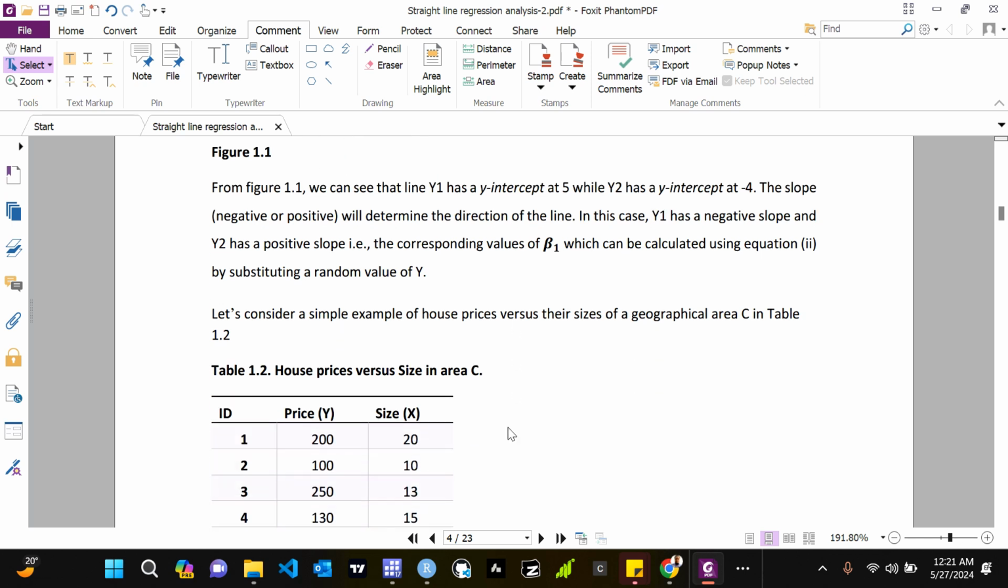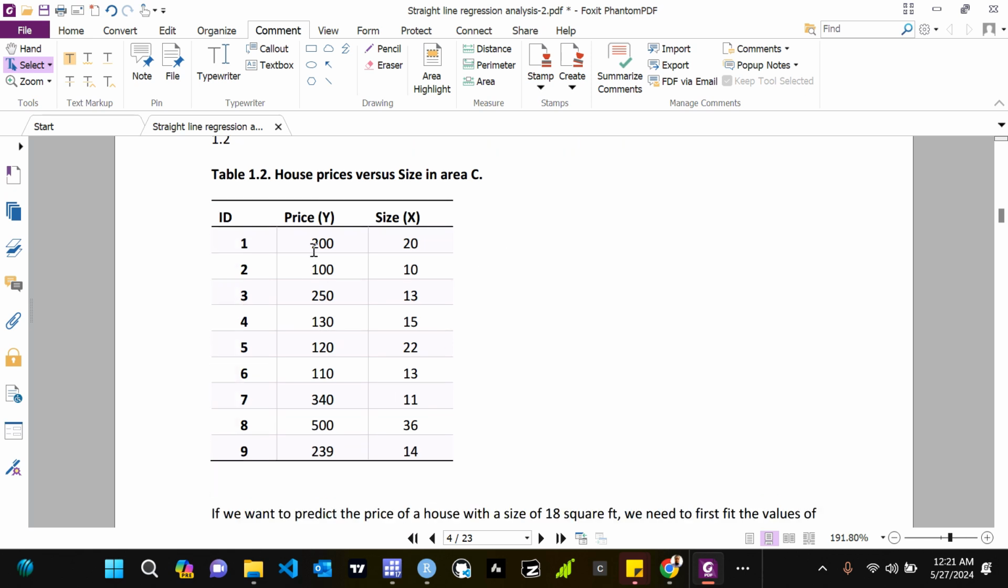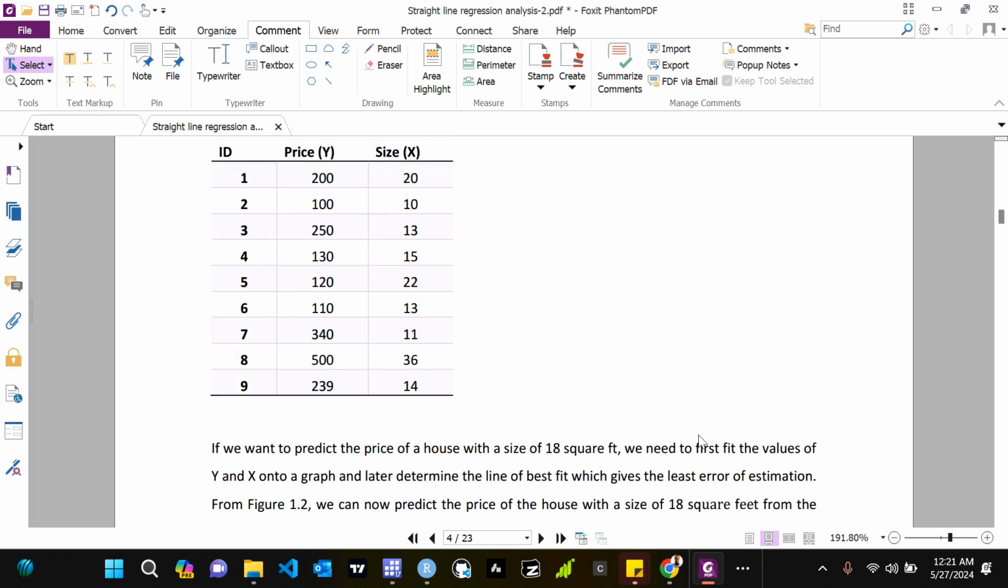Now let's consider a sample of houses versus the size of geographical area in this table. We have this data and we want to predict the price of a house with a size of 18 square foot. You are given these data points, and you can't just eyeball and say maybe it should be below this.